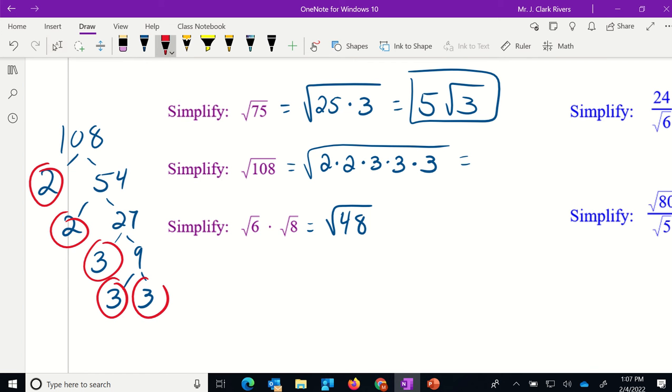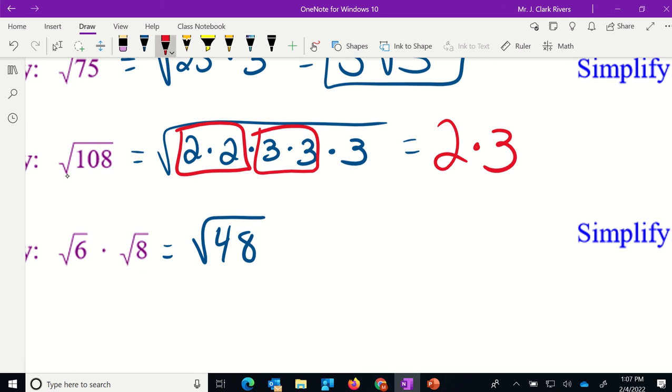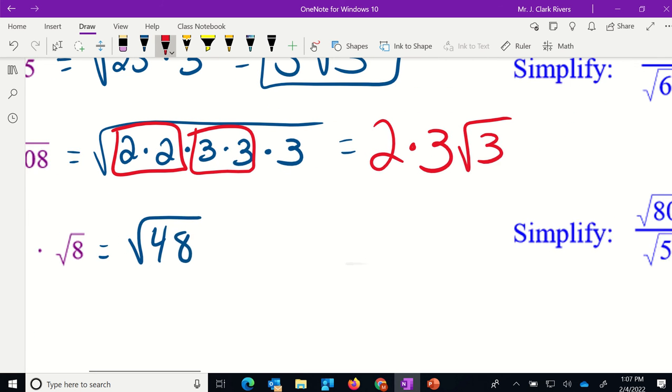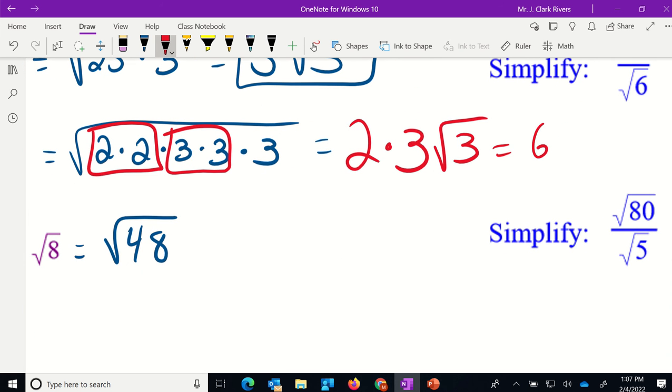Now, here's a rule of thumb. Anytime you have a pair of factors underneath the radical, you can take one out. So we can take 1, 2 out. We can take 1, 3 out. We have to multiply them, right? They're being multiplied under the radical. They need to be multiplied outside of the radical. And then we are left with the square root of 3 underneath the radical. And so our final answer is 6 root 3.